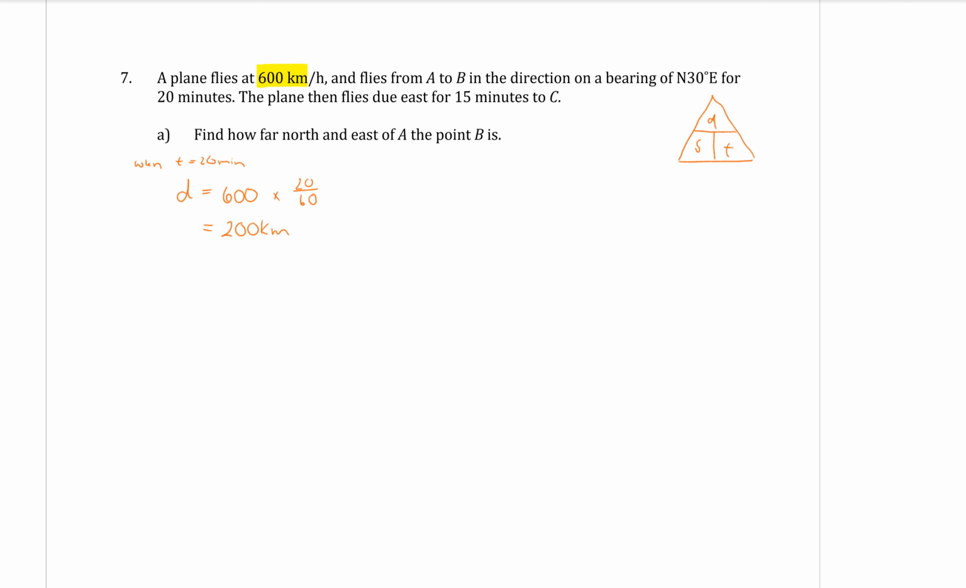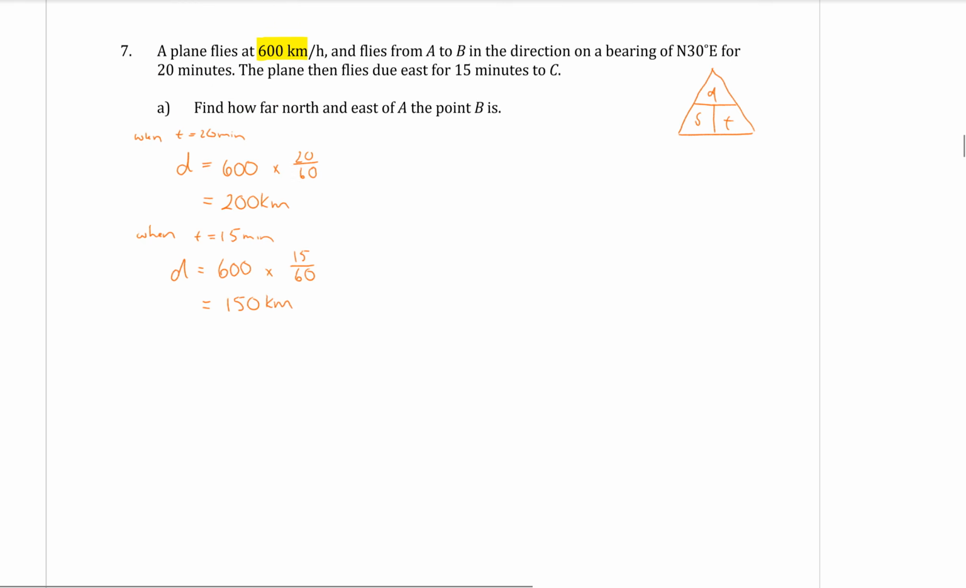Okay, now I want to do the same thing for the 15-minute section. So the distance for that one is going to be 600, because this plane speed is always 600, times by 15 over 60, which is a distance of 150 kilometers. So now that we have distances, we can draw this diagram. So I'm going to do that underneath.